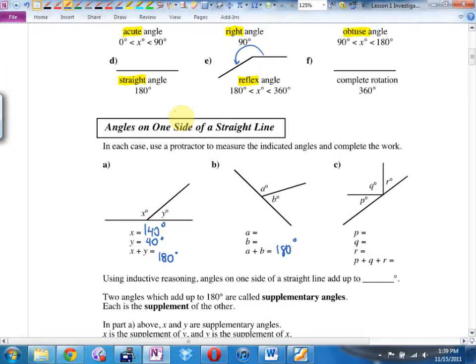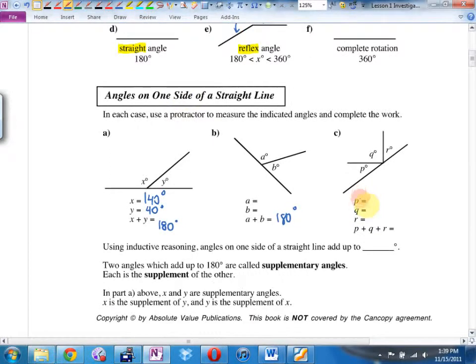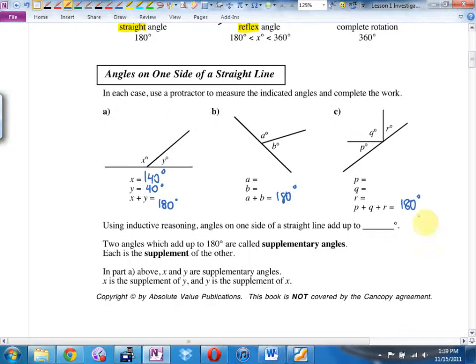Every straight line is 180 degrees. So can you tell me, without measuring angle P, Q, and R, what do angle P, Q, and R add to? 180 degrees. Angles on one side of a straight line add up to 180 degrees.